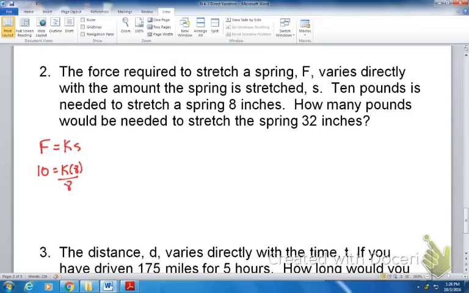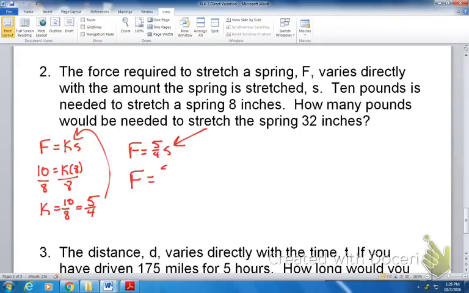I need to divide both sides by 8 to solve for K, and end up with K equals 10 over 8. But we can simplify that to 5 over 4. I do not want decimals, so I'm going to plug that in for my K. F equals 5 over 4 S. Now it says I need to stretch the spring 32 inches. So that's a stretch, so I'm going to plug it in for S.